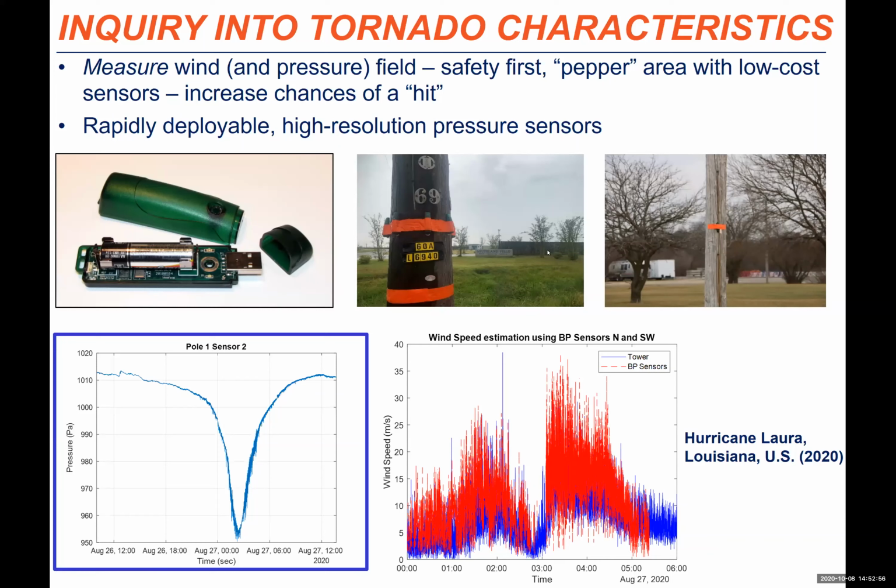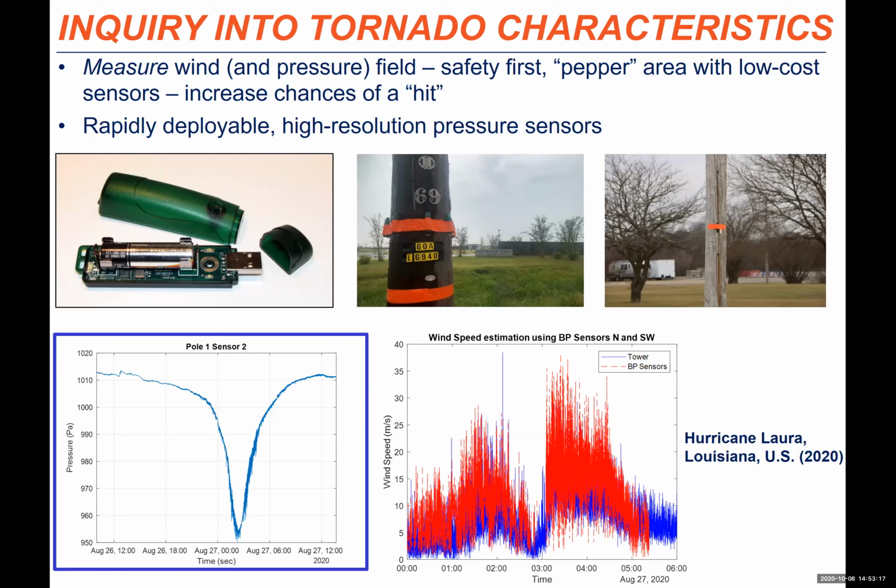And using information on the aerodynamics of circular cylinders, for example distribution poles, we can also use these same sensors to estimate the wind speeds. The example on the bottom right here shows comparisons. The red is wind speed estimates from one of these barometric pressure sensors, compared with a traditional tower anemometer estimate.